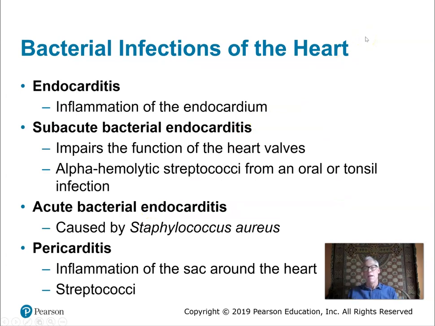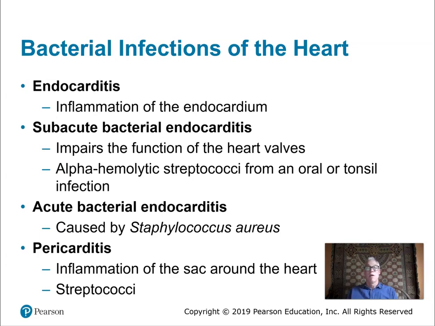Infections of the heart. The inner lining of the heart can be infected, endocarditis that's called, because the endocardium is just a lining of tissue on the inside of the heart, and endothelial cells, same cells that line all the blood vessels, also form an inner layer on the surface of the heart, and they can become infected. Subacute bacterial endocarditis can impair the function of the heart valves. Alpha hemolytic streptococci from an oral or tonsillar infection can get into the blood, and then they can find their way to the heart and then colonize the endocardium.